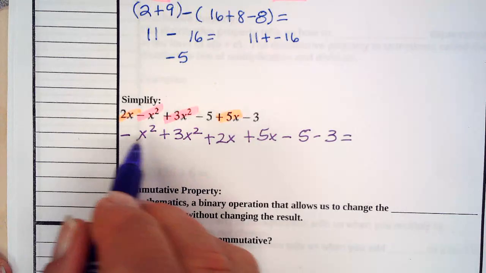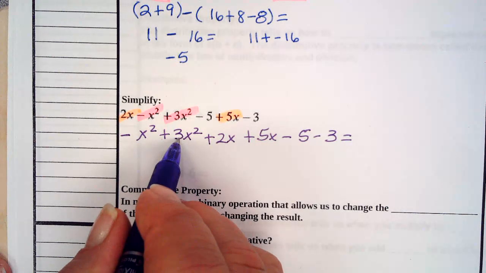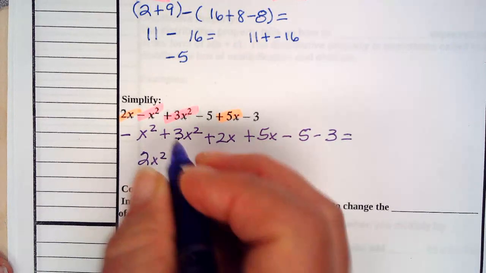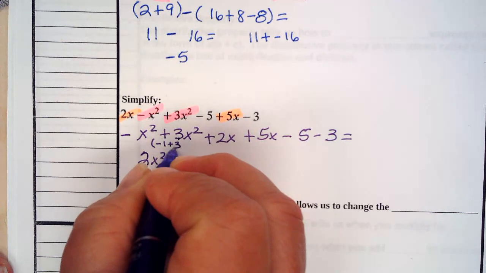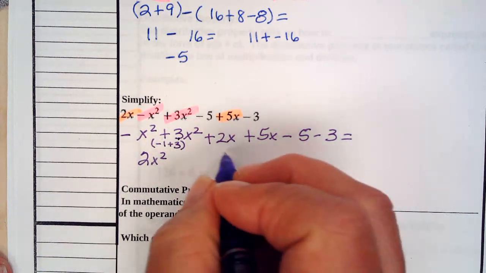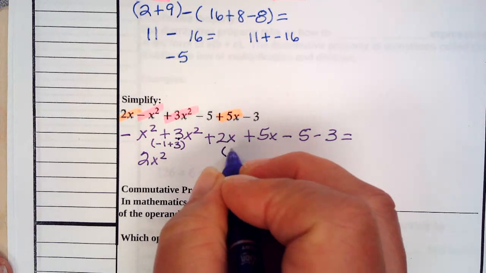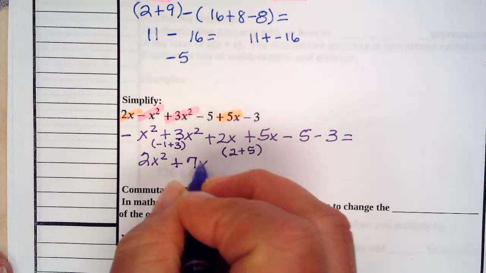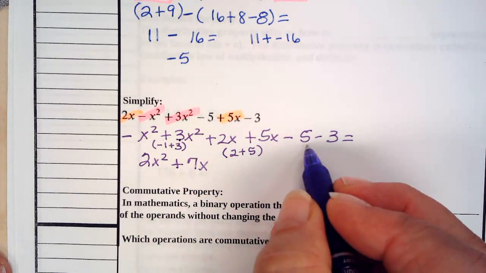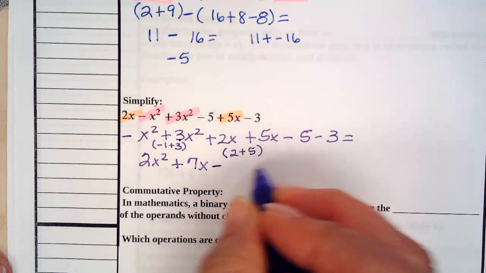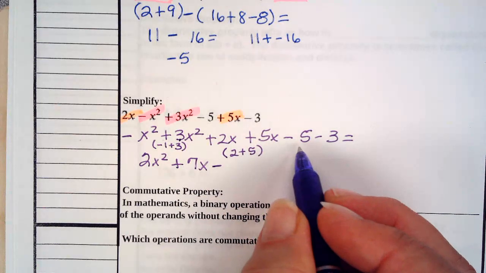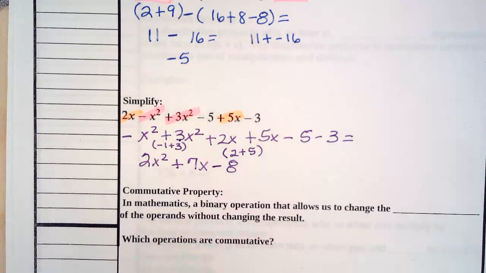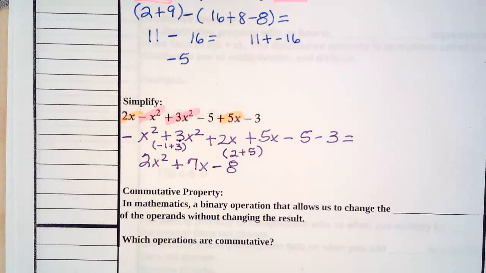So this would be negative 1 plus 3. 3 plus negative 1 is 2, so this becomes 2x squared. I've got 2x plus 5x. 2 plus 5 is 7, so this is plus 7x. I've got negative 5 minus 3 more. I'm starting at negative 5. I'm going 3 more down the negative side, down the left. I end up with minus 8, and that is it being simplified.